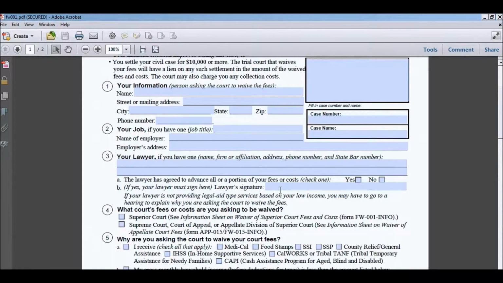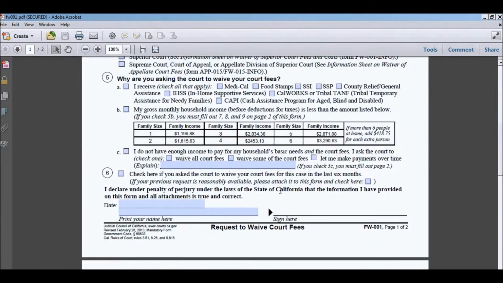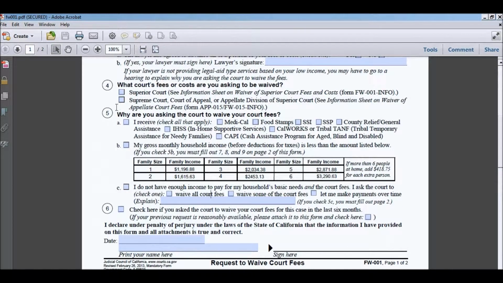It's actually not real hard. It's probably a little intimidating, but just sit down and look through it. It's actually not so bad. Section number 5 here probably is going to be the most work for most people.